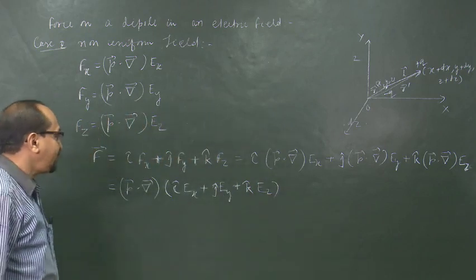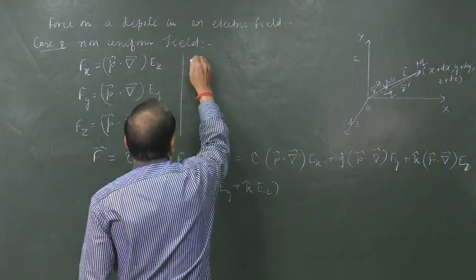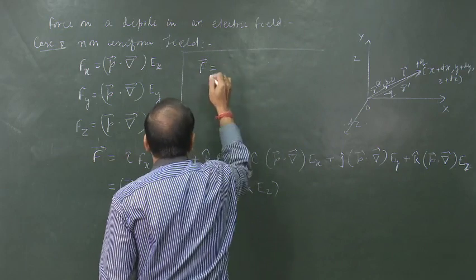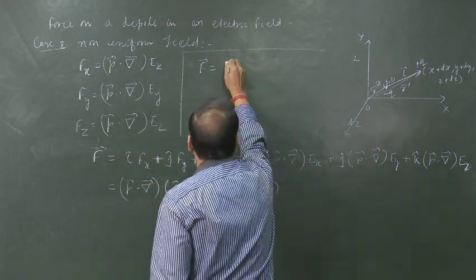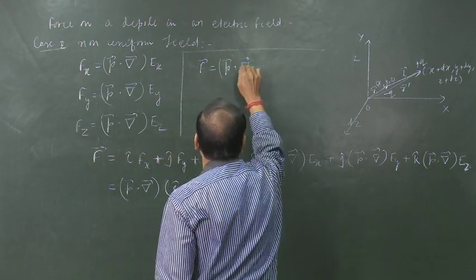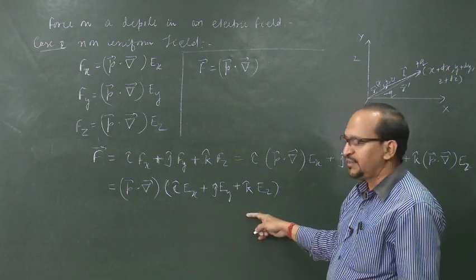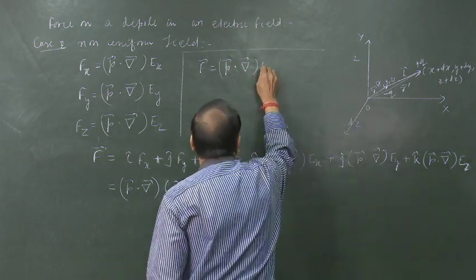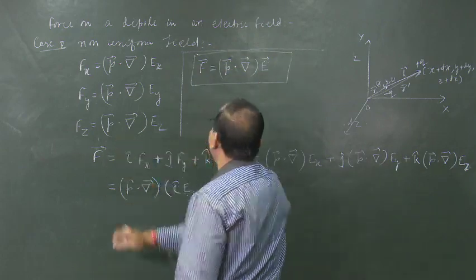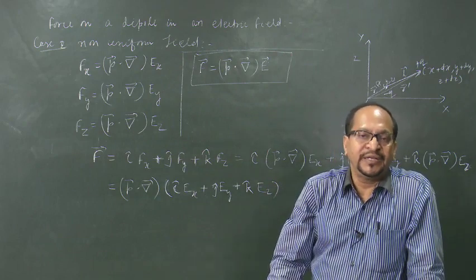Okay. Therefore, the total force acting on the dipole in a non-uniform electric field now becomes F is equal to (p dot del) operating over this vector. And what is this? This is our vector E, the field vector. So, (p dot del) operating over the electric field is the force on a dipole when it is placed in a non-uniform electric field.